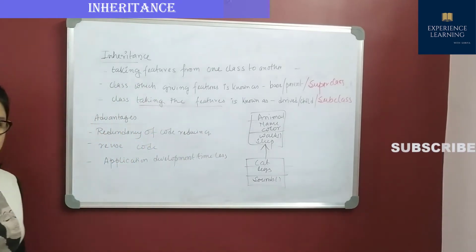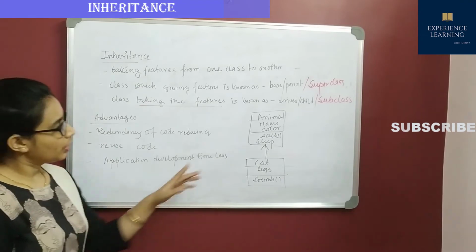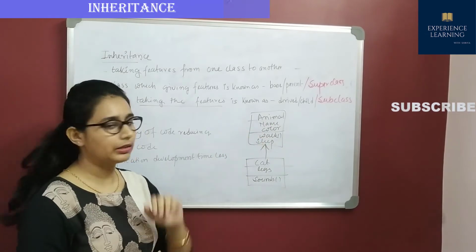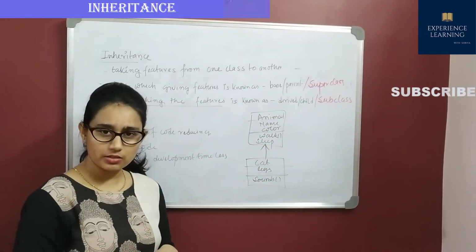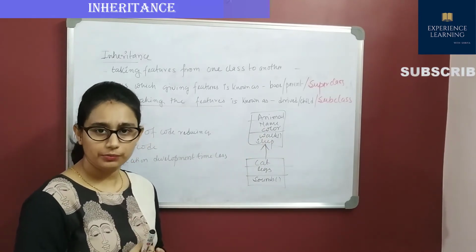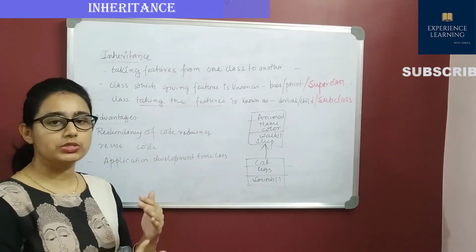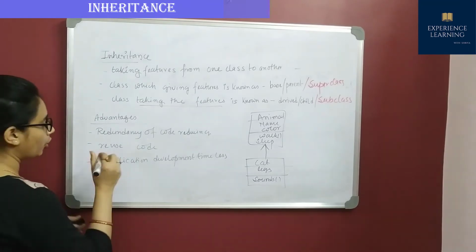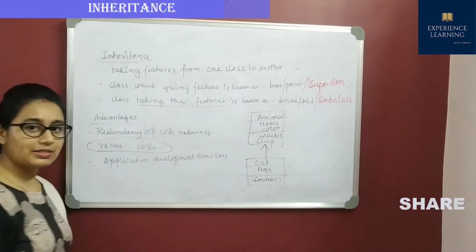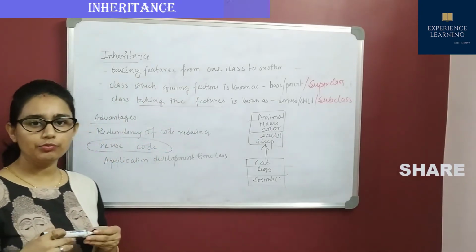And what are the advantages in case of an object-oriented programming language? Redundancy of code is reduced. Say you are taking the name of the animal, no need to write it in the cat class. You are taking the color of the animal, no need to write it for the cat class. So you can reuse it. So reusability of code is allowed, and obviously application development time will be less, when you are allowed to reuse the code.